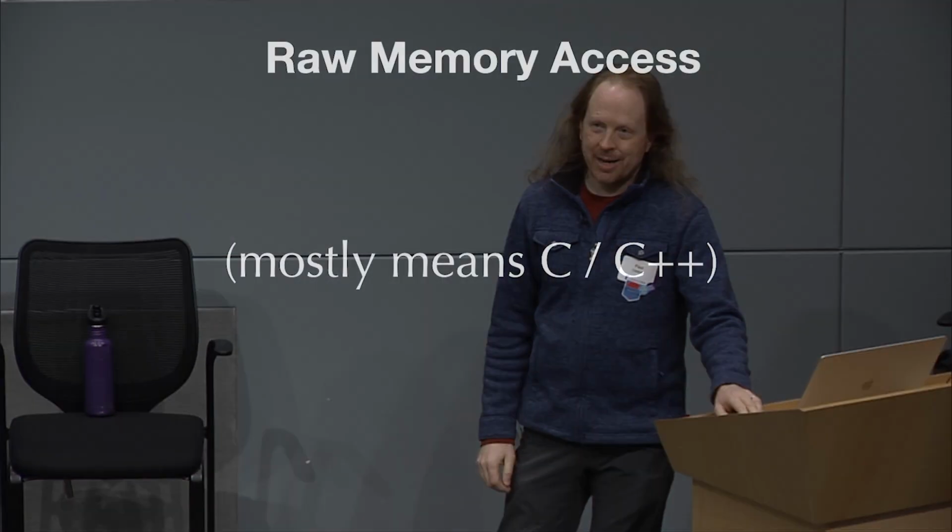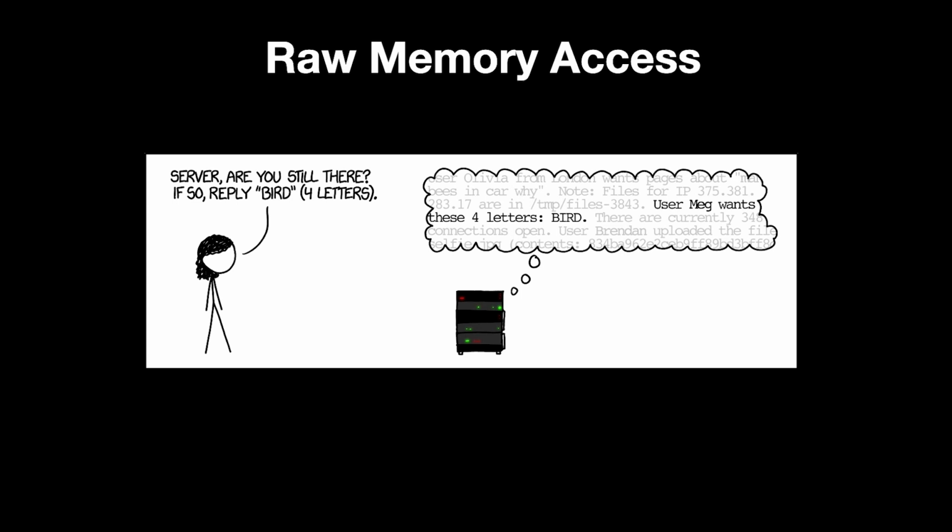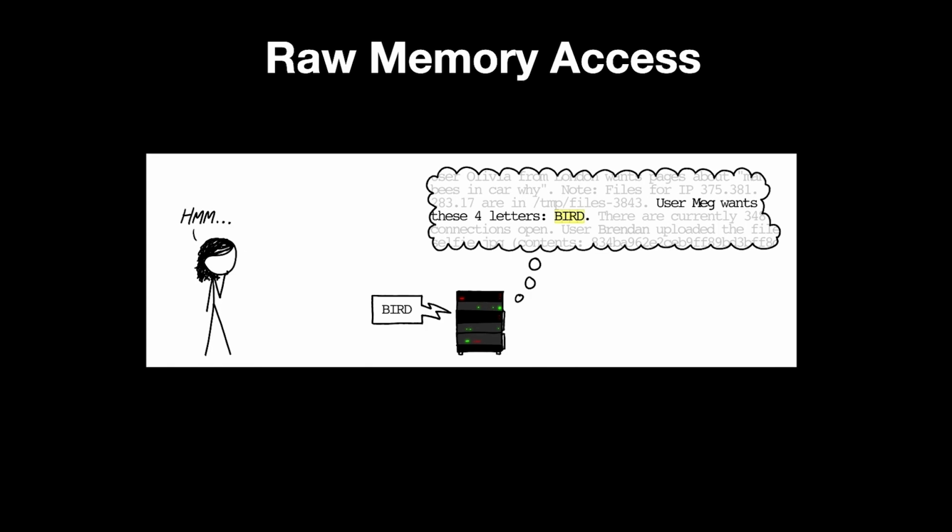If you're not familiar with this, the best way I can explain what it is is to lean on XKCD, Randall Munroe, the great mind of our time. Here's a person asking a server, I sent you the string bird, and please reply back with my string. Give me 4 characters back. Over on the right is all this stuff in the computer's memory, stuff everywhere. One piece of code owns one bit of it, another piece of code owns another bit, but it's all just in memory. And the server dutifully finds those 4 characters, BIRD, and sends them back.